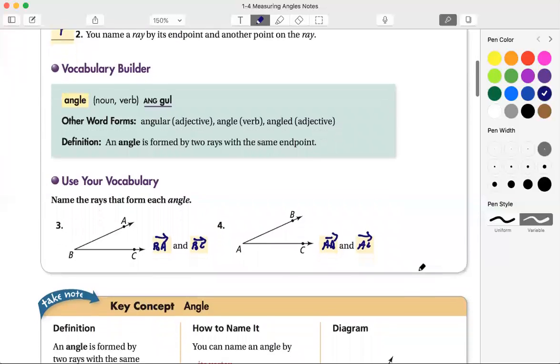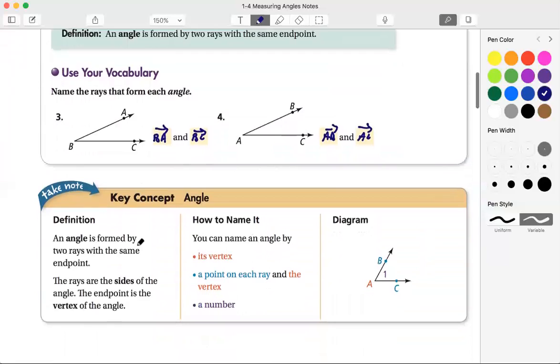Okay. So key note here, definition. An angle is formed by two rays with the same endpoint. The rays are the sides of the angle, and the endpoint is called the vertex. So back up to here, or here. This right here is the vertex, which is the endpoint of both of the rays. Each ray makes up a side. So we have the vertex, and we have a side, and we have a side.